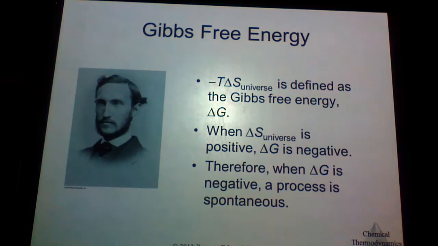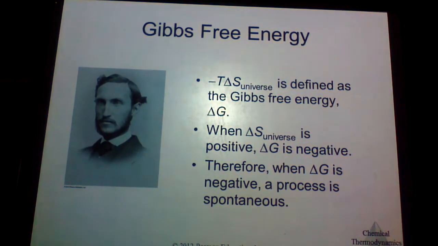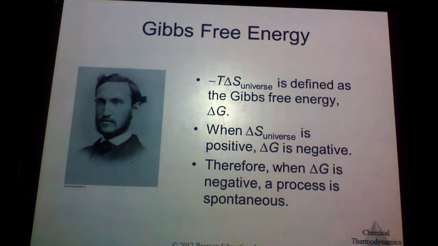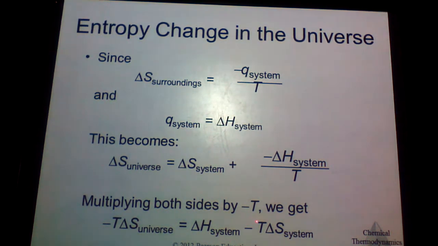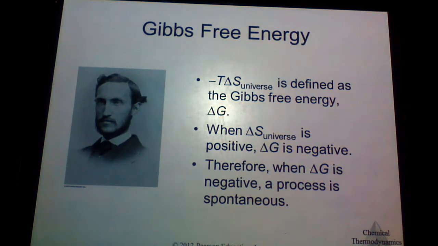The reason is because this is what Gibbs did, and Gibbs has something that's super important in chemistry that he calls Gibbs free energy. So this negative T delta S universe is now delta G. This formula right here is called the Gibbs free energy formula. So really I can say delta G equals delta H system minus T times delta S system. Okay, so this is the same thing as delta G.